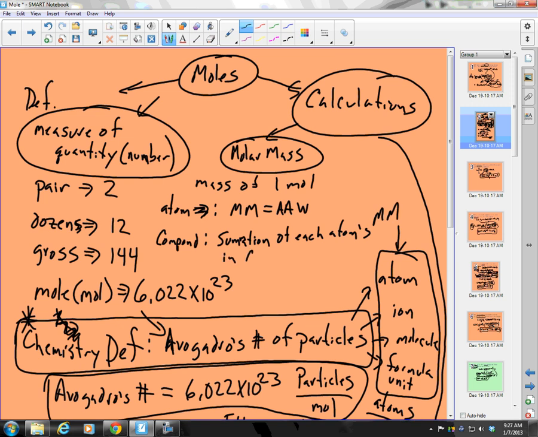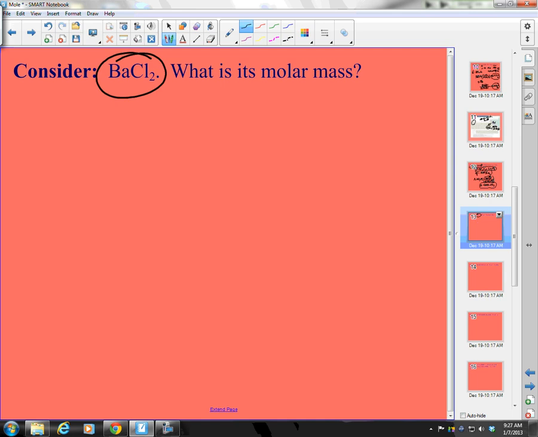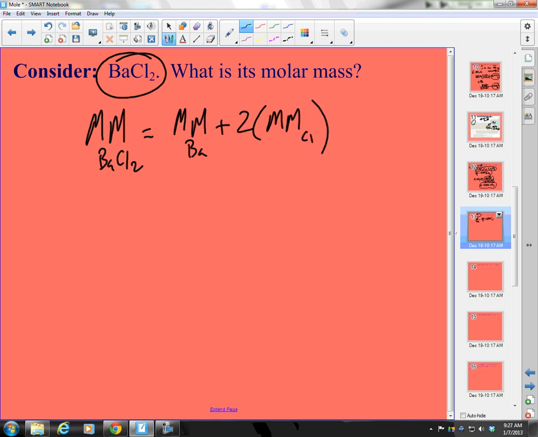in the compound. So if I have something like H2O, that means I'm going to take 2 times the molar mass of hydrogen plus 1 times the molar mass of oxygen. Okay? Good. So that's what we're going to do. Now, let's do that with our specific question here. I have barium chloride. That means the molar mass for barium chloride is going to be equal to 1 times the molar mass of barium plus 2 times the molar mass of chlorine. Got it? So where do we find those? On the periodic table.